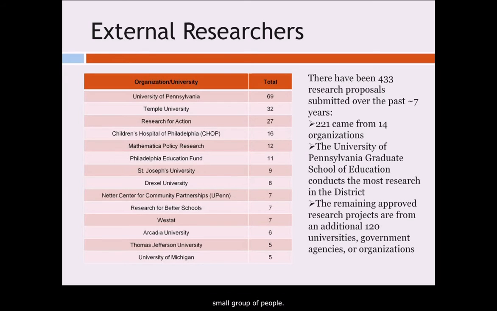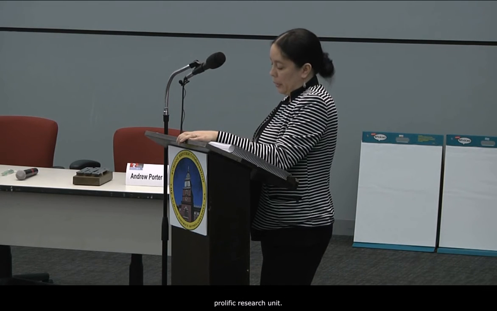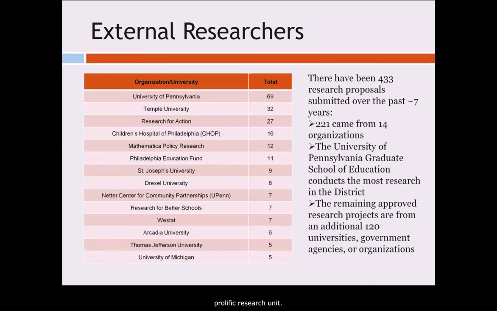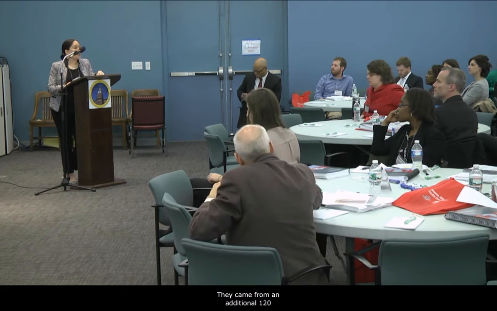So it's a very small group of people, and as you can see, University of Pennsylvania is at the top with 69. Penn Graduate School of Education out of University of Pennsylvania is definitely the most prolific research unit. Temple University has also had a lot, and then Research for Action is the third. The remaining projects that aren't reflected here, which is almost half of the total, still hundreds, came from an additional 120 universities, organizations, or government agencies.